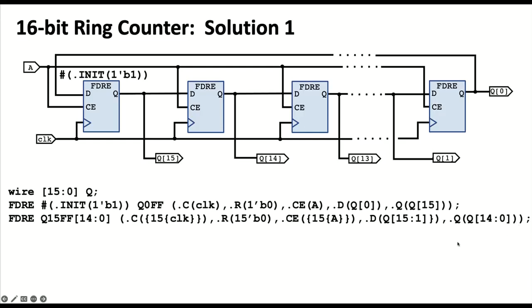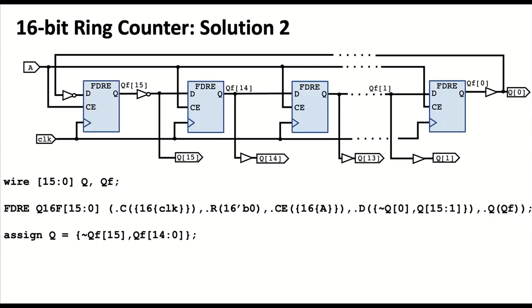So the inputs to these guys are 15 through 1, and the outputs are 14 through 0, and then this one gets 0 as an input and outputs 15. So I can do it that way.